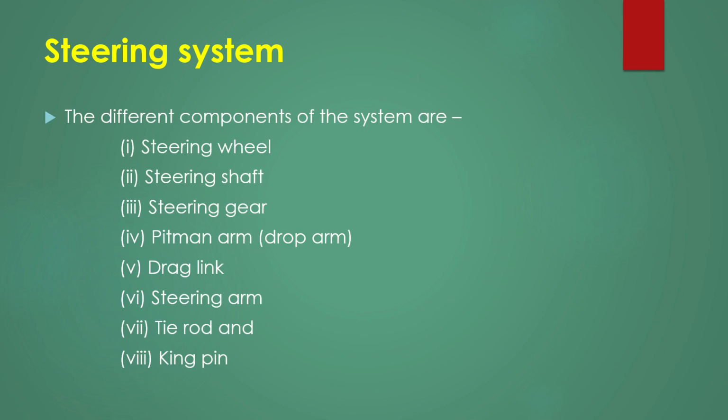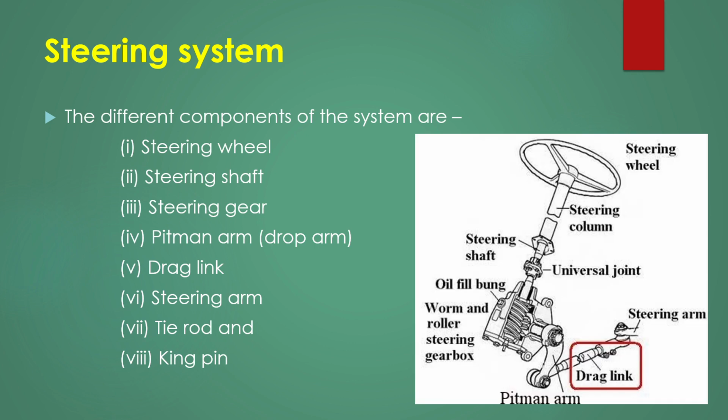And the steering system mainly consists of the steering wheel, steering shaft, steering gear, pitman arm or drop arm, drag link, steering arm, tie rod, and kingpin. The steering wheel, which is shown in the figure, is the wheel which is operated by the operator, and it is connected to a steering shaft or steering column. At the end of the steering shaft there will be a gearbox so that we can convert the motion of the steering wheel and take it in a 90-degree angle.